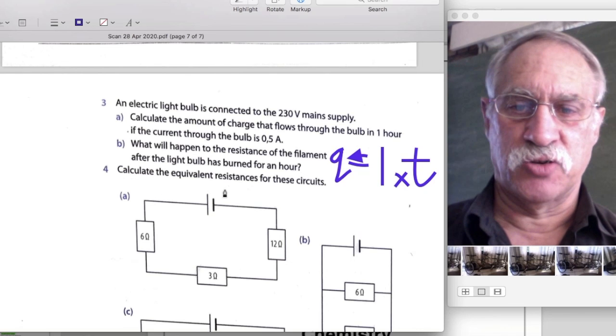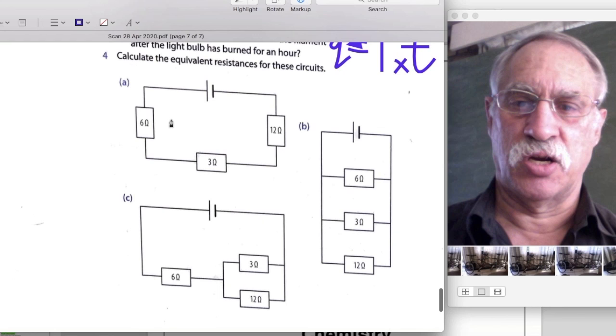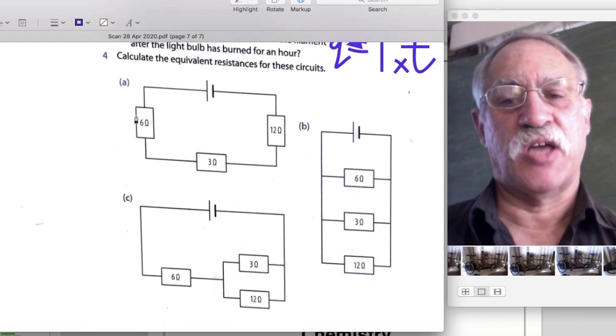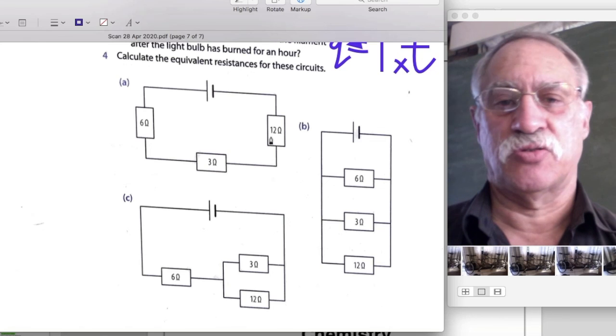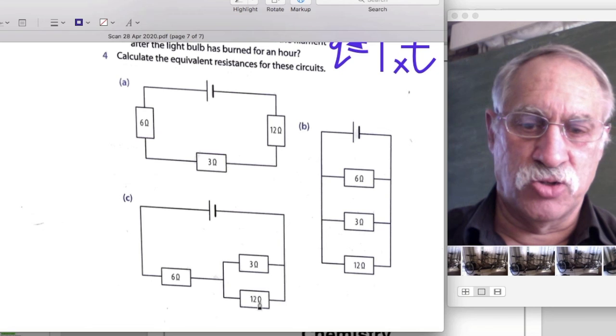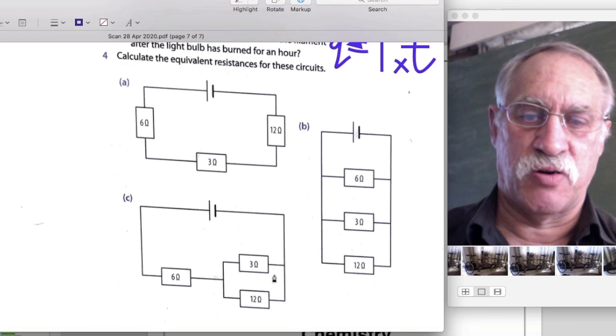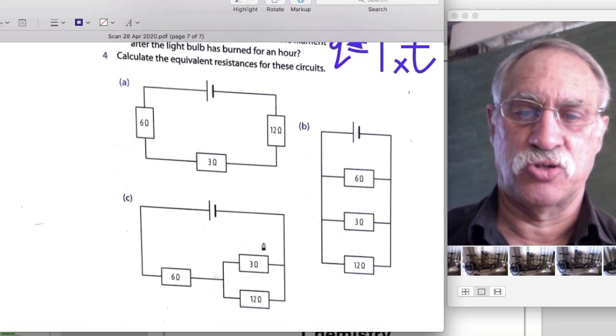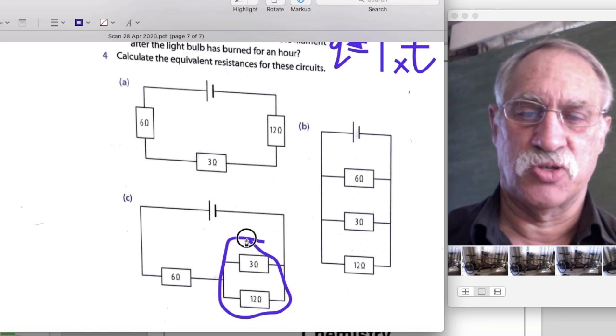Calculate the equivalent resistance of these circuits. Oh, look, you got 6 plus 3 plus 12 in series. What do you do? You just add them. 6 and 3 is 9 plus 12 is 21, isn't it? Okay. Then those two, you know the formula for in parallel. You add the two in parallel. Don't forget to invert. You add that one because those two are now equal to one resistor.